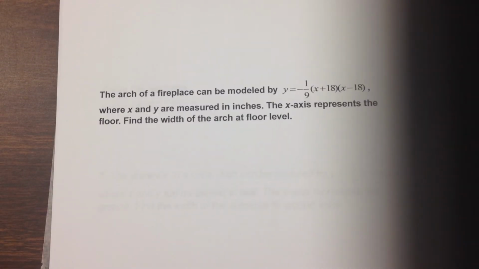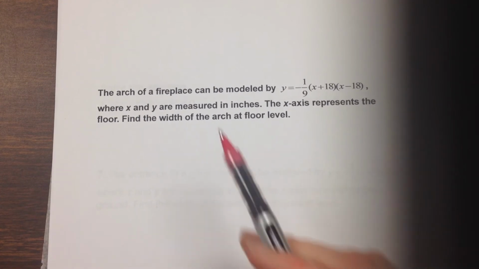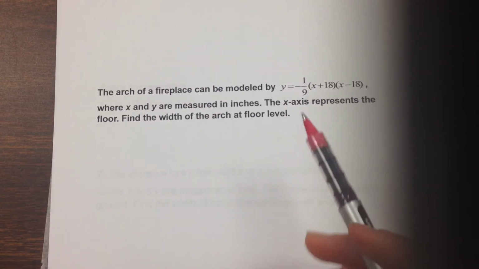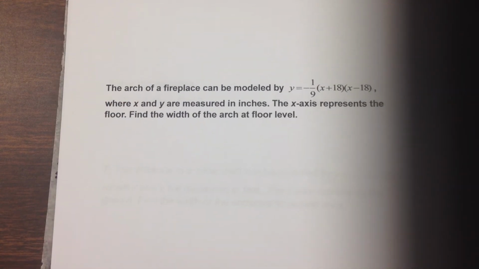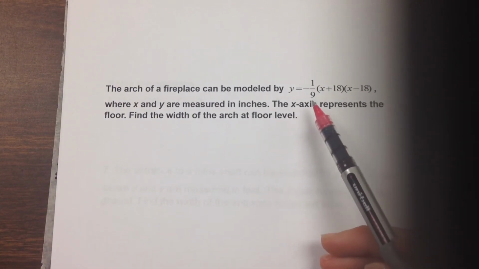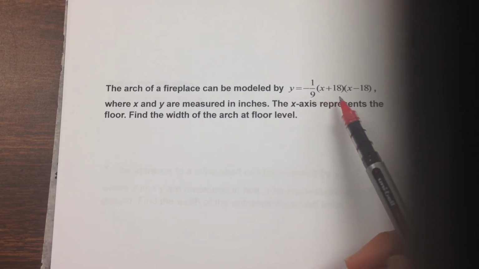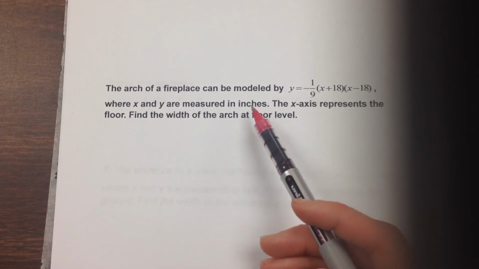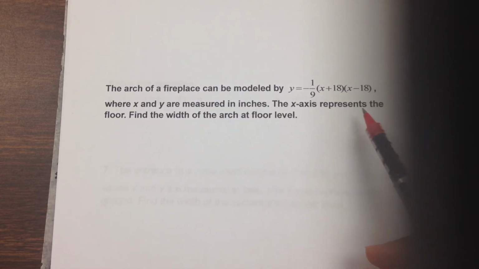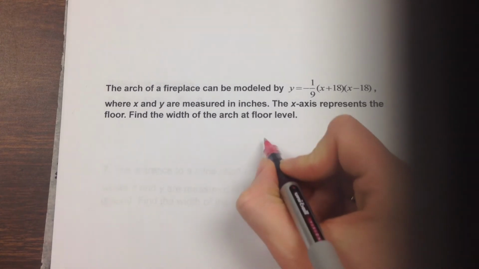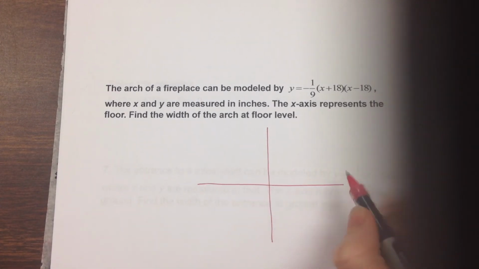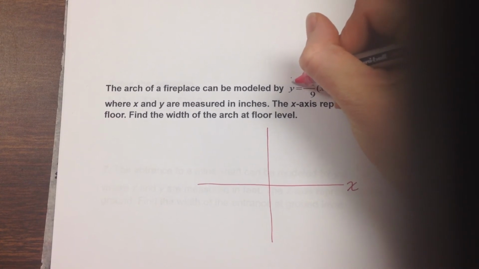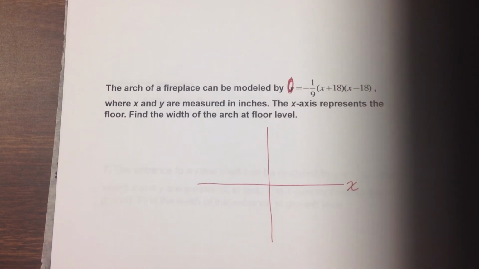All right, last one is a word problem. Looks a little tricky, but the arch of a fireplace can be modeled by y equals -1/9 times the quantity x plus 18 times the quantity x minus 18, where x and y are measured in inches. The x-axis represents the floor. So let's kind of think of this as a graph like we were talking about earlier. X-axis is the floor, which means that's at 0 inches. So I'm wondering, when is y going to be at 0 inches?